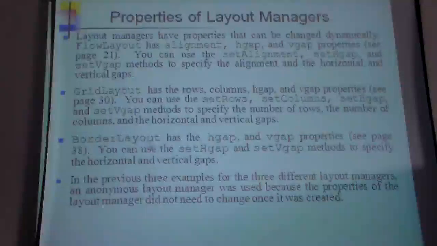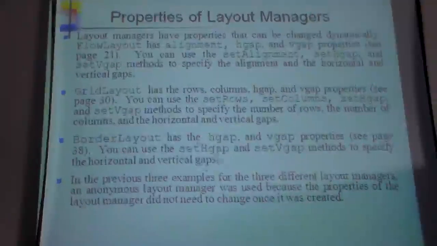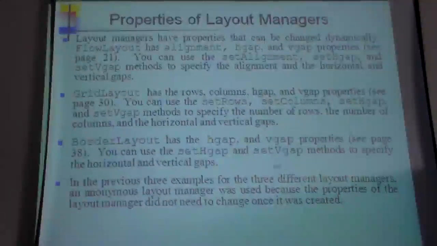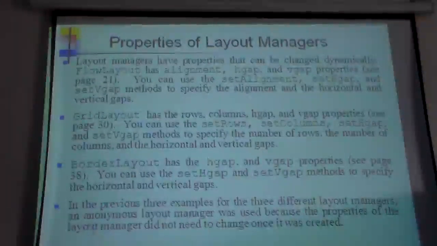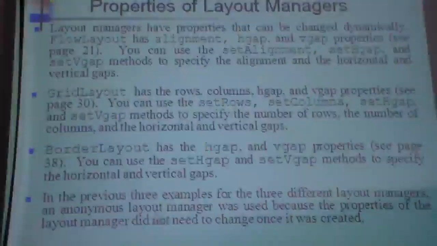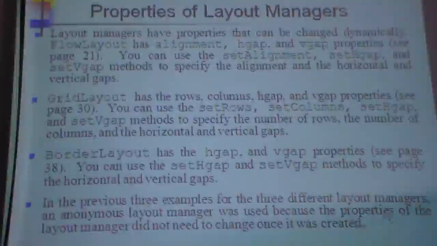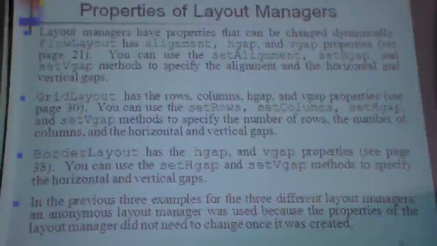You can see border layout also has horizontal and vertical properties which you can use. There is a method, or there are properties, to set the horizontal gap or the vertical gap. These are methods. Okay. In the previous example, for the different layout managers, an anonymous layout manager was used because the properties of the layout did not need to change once it was created.